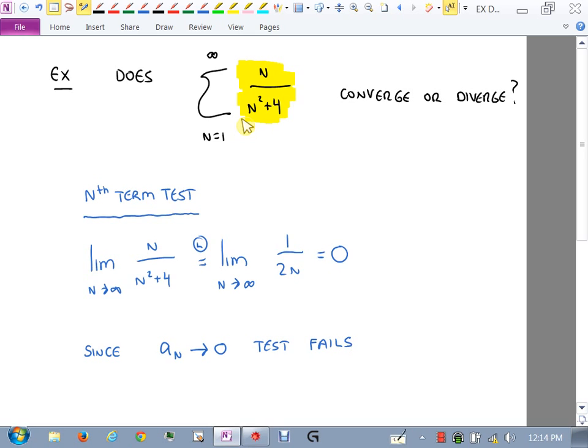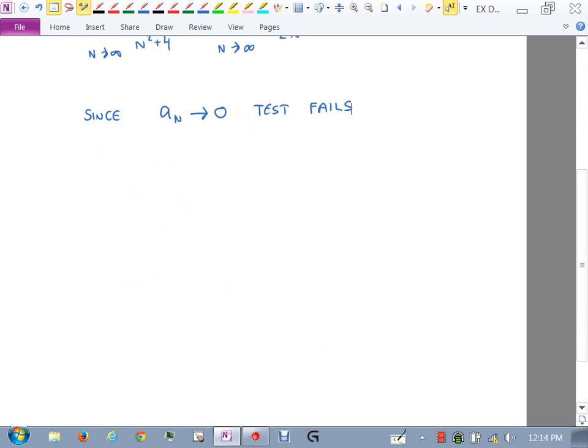So nothing seems to be working at this point, right? So then we start going to our next possible test, which is the integral test. So I need to check a couple of things first, right? Integral test. If I'm going to do the integral test, I'm going to write down my sequence, n over n squared plus 4.